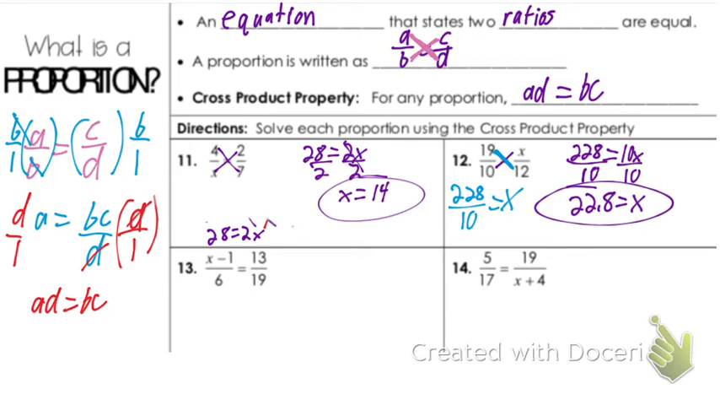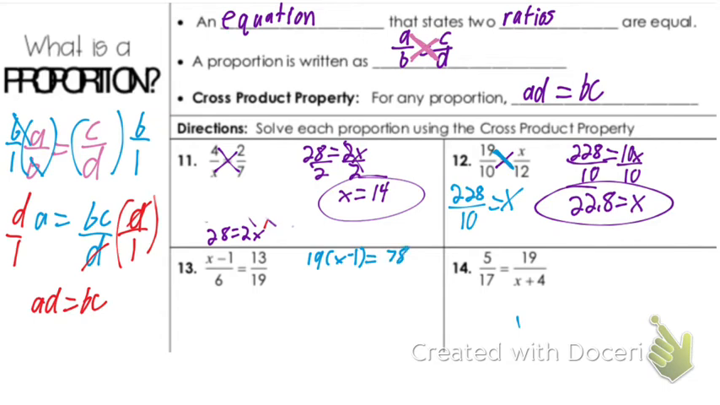Now on 13, x minus 1 over 6 is equal to 13 over 19. So this one, yeah, Kyle. I did 19 parentheses x minus 1 parentheses equals 6 times 13. Okay, 19 parentheses x minus 1 is equal to 13 times 6, which you said was what? I just said 6 times 13. Oh, you just said 6 times 13, yep. But 6 times 13 is 78. Very good.